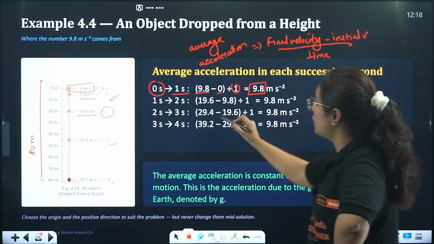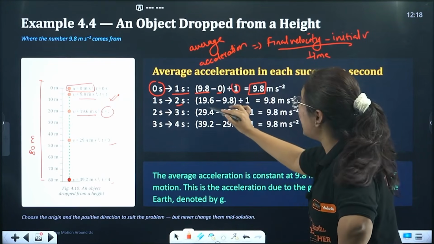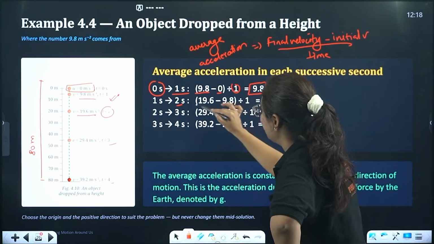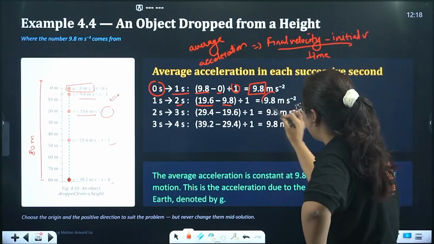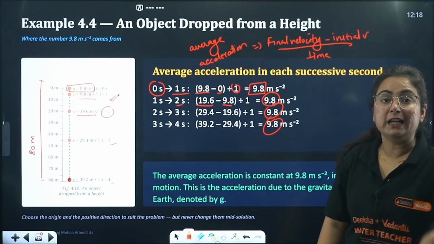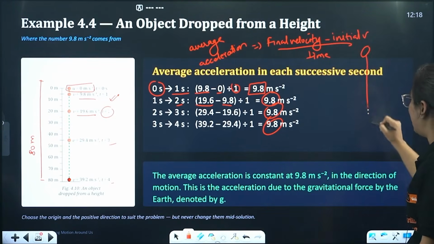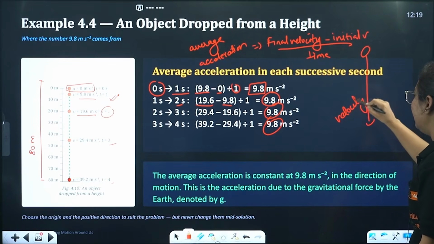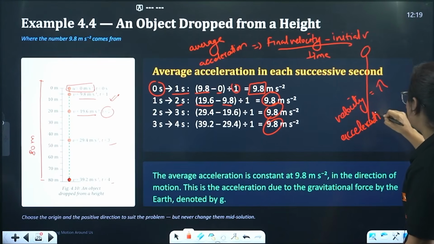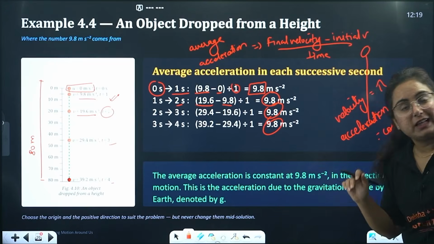Okay, now the next goes from 1 second to 2 seconds. What was the initial velocity here? Initial velocity becomes 9.8 meter per second. Final becomes double, that is 19.6. Again, how much is the acceleration? 9.8. The same goes for the 3rd second, the 4th second. But here it is very clear that when the object is dropped from a height, its velocity will obviously increase, but the acceleration remains constant, because the gravitational pull is the same for each time interval.